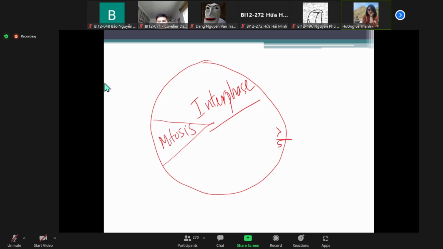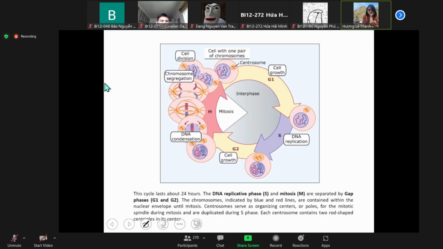So let's see what happens in the interphase and what happens in this circle. This circle we call the cell cycle. And we have different phases during these cell cycles. Here is the cell cycle, and it lasts for 24 hours. Actually, it depends on the cell type.